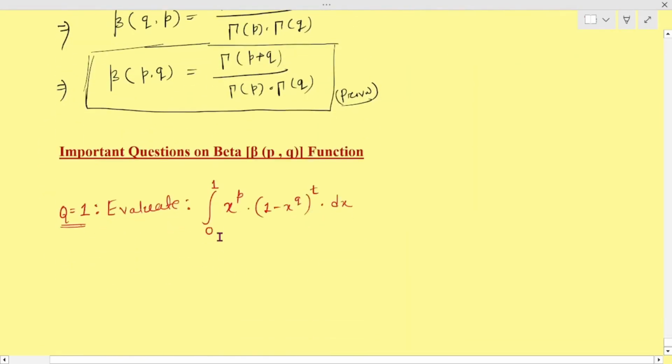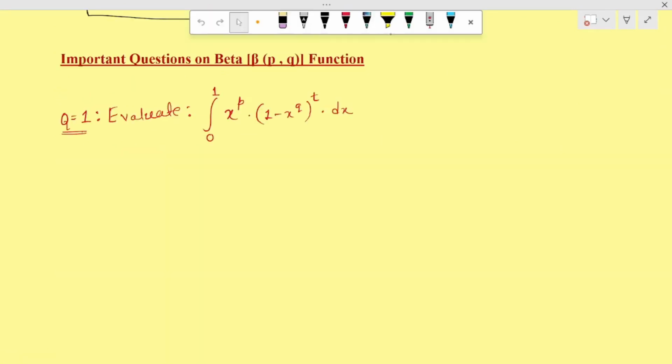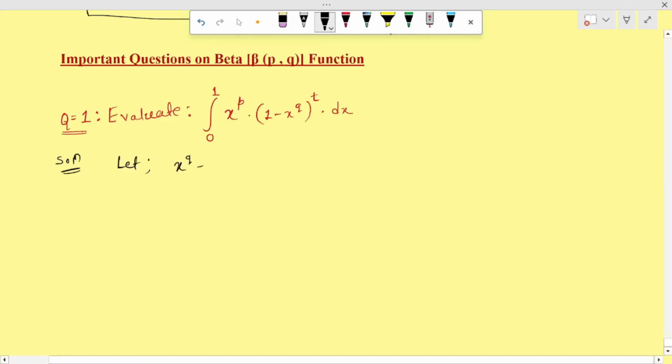Question number 1, we have to evaluate this integral, that is 0 to 1 x to the power p into (1 minus (1 minus x to the power q) to the power t) dx. This question is based upon the definition of beta function. Now to evaluate this question, let us consider x to the power q is equal to y. So that implies x will be equal to y to the power 1 by q, right?